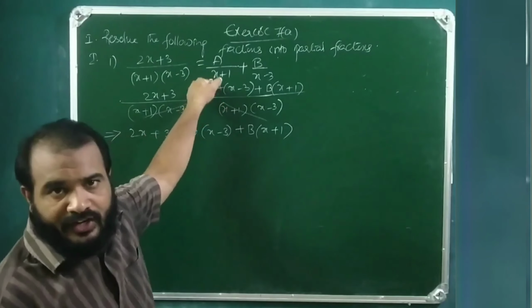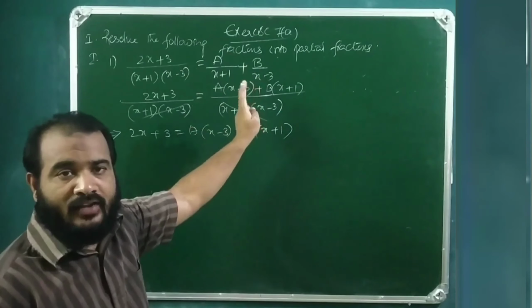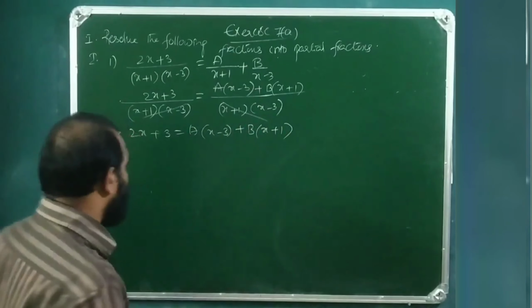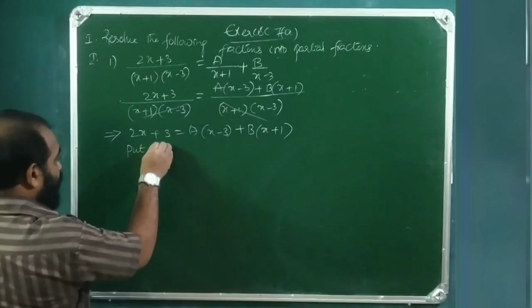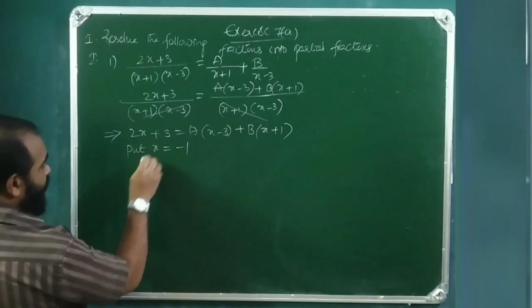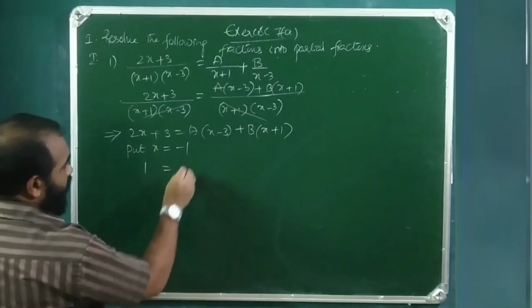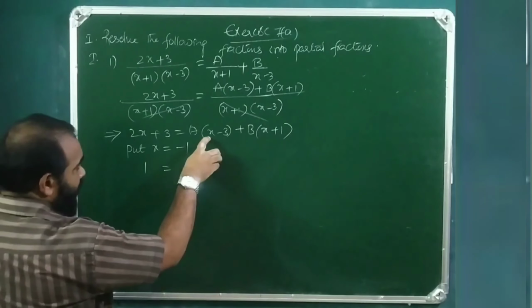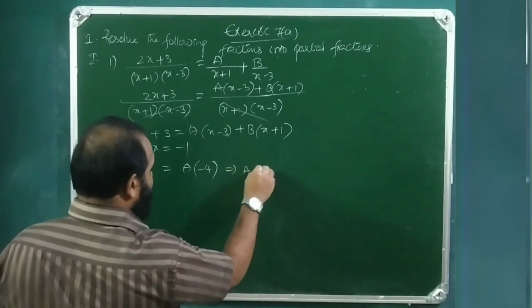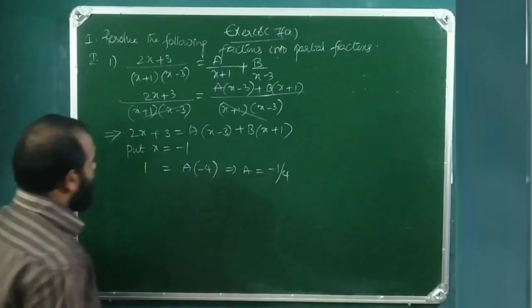x plus 1 is a linear factor. So if you equate it to 0, x equals minus 1. Minus 1 is the root, and the root has to satisfy the equation. So put x equals minus 1. 2 into minus 1 is minus 2, plus 3 is 1. So A into (minus 1 minus 3), which is minus 4. So A equals minus 1 by 4.